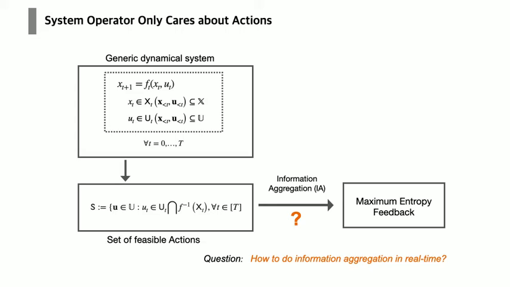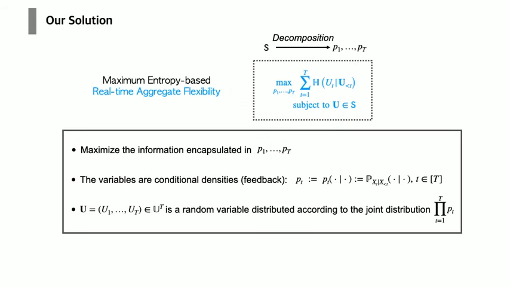So we need to first define an aggregation step that gives us the feedback mentioned earlier. Our solution is that we use this maximum entropy based approach. Intuitively, we want to maximize the information sent from the aggregator to the operator. So we consider the actions as random variables and maximize the sum of conditional entropy functions of the actions. The variables are conditional distributions and they will naturally be our feedback PT.